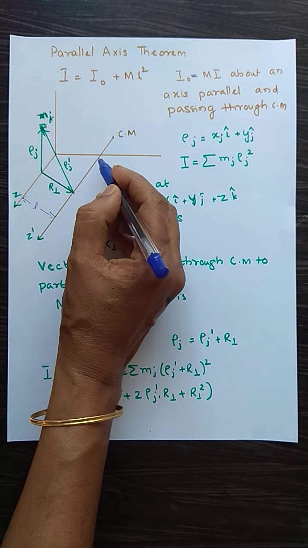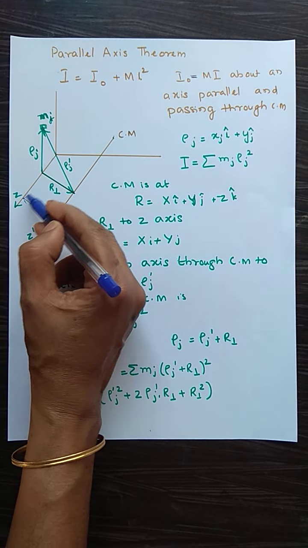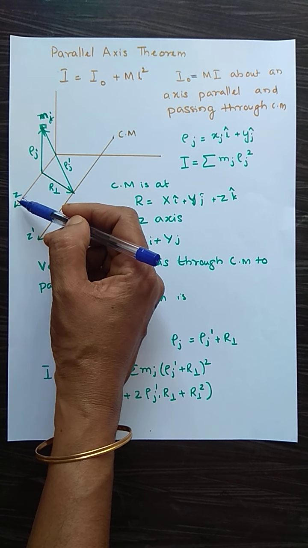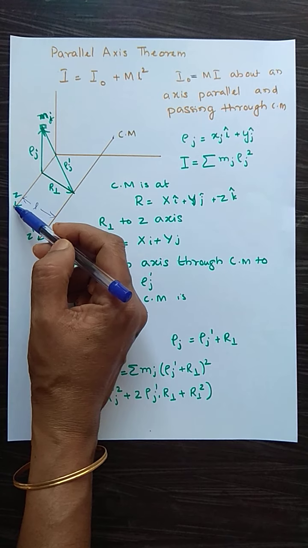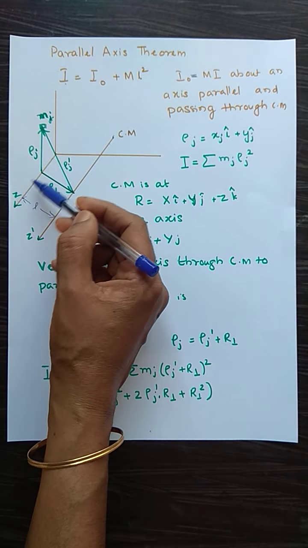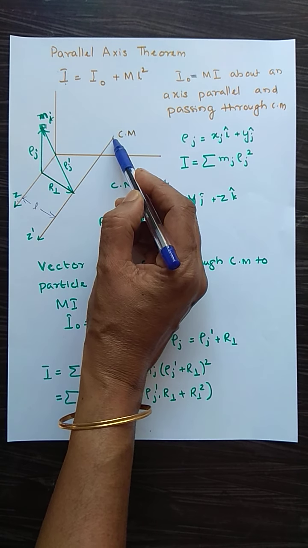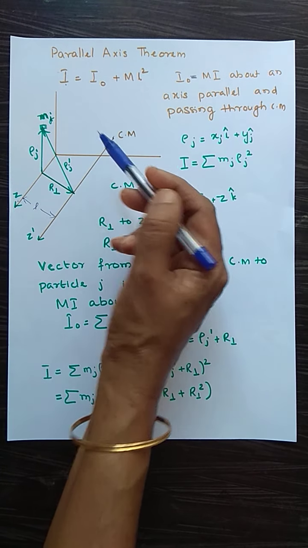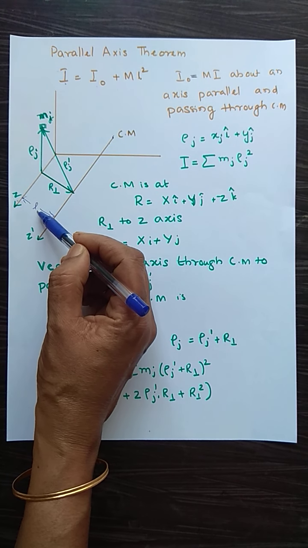from this axis, which is an axis passing through the center of mass, this is the center of mass, and parallel to the Z axis, or the axis which we are considering to find out the moment of inertia. So this is the axis about which we need to find out the moment of inertia I. And this is an axis which is parallel to the axis which we have considered, but passing through the center of mass. So the moment of inertia about an axis passing through the center of mass is I0. And the separation between these two axes is L.